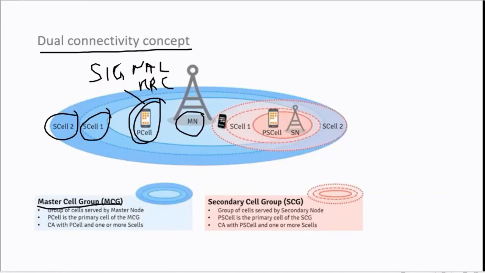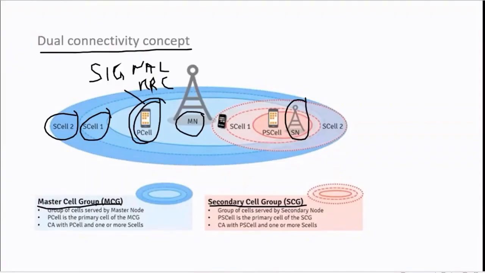Then we have this secondary node, right? And if all these cells belong to it, we call that the secondary cell group. Okay, that is called SCG. So a group of cells served by the secondary node are called the secondary cell group. And we also have a primary cell. We call it a PS cell.